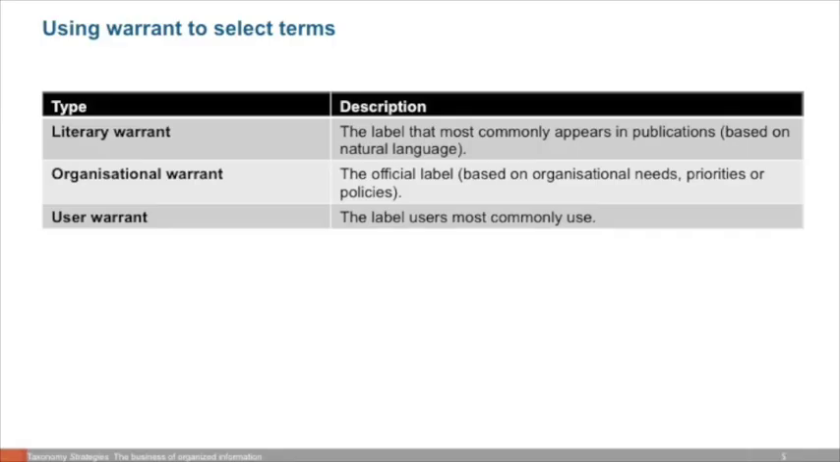One of them is organizational warrant, and that's basically what's the official name of something. So I just spent the week with a government agency, and at the end of the day, again, one of the big issues was how do we decide if we don't know for sure, if there's no clear guidance on this?